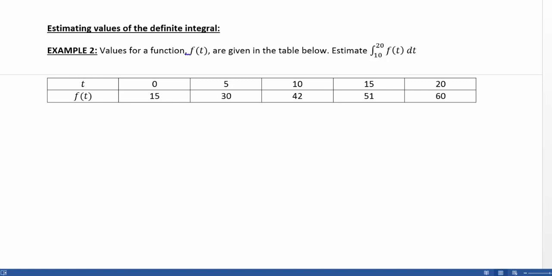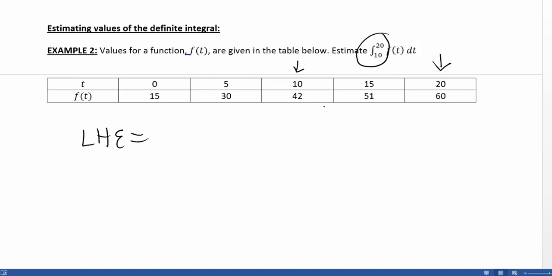I want you to notice here that we're estimating what's happening between 10 and 20. So that's not the entire table. That's just the right-hand end of the table. So we have to be a little bit careful about that. You always want to make sure you look at your bounds and know what you're looking for. So now, since we know we're looking between 10 and 20 and we're estimating from a table, we're going to go back to our left-hand and our right-hand estimates.